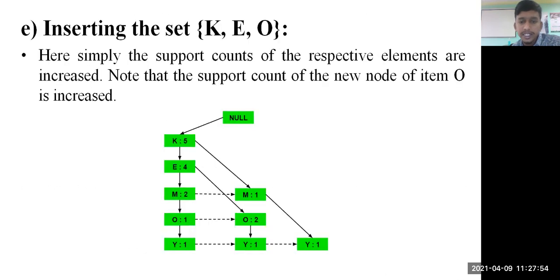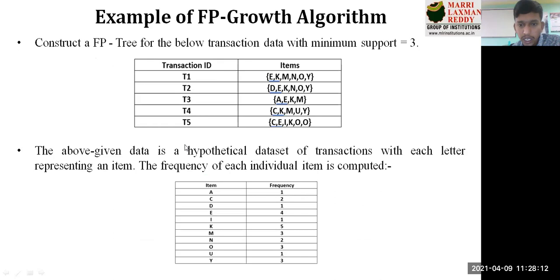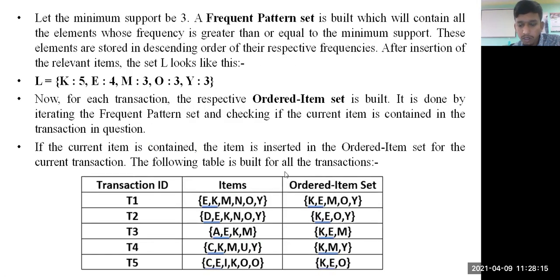Yeah, so I can say this is the final tree what I have obtained. Now, if you want to verify whether the tree I have generated is correct or not, we need to check it with the values here, that is the support values. The value of K is 5. We have obtained K equal to 5. The support value is equal to 5, right? Yeah, here you can see K is equal to 5, E is equal to 4, M is equal to 3, O is equal to 3, Y equal to 3.